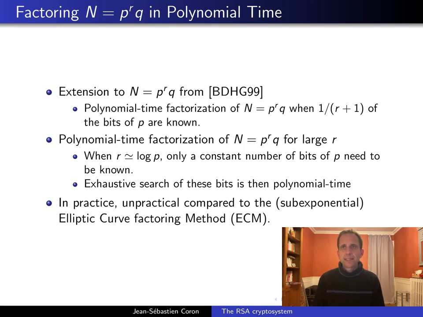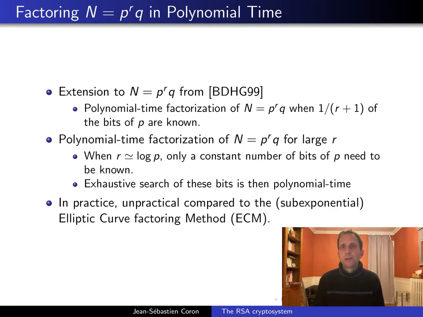So this technique was extended 20 years ago by Boneh, Durfee, and Howgrave-Graham to the factorization of RSA modulus of the form p to r times q. And so they showed, using the same Coppersmith technique, that we can factor in polynomial time a modulus n of the form p to r times q if we already know a fraction 1 over r plus 1 of the bits of p. So previously, in the previous slide, we had r equals 1, so that's why we needed a fraction 1/2 of the bits of p. And more generally, for a modulus of the form p to r times q, we need to know a fraction 1 over r plus 1.